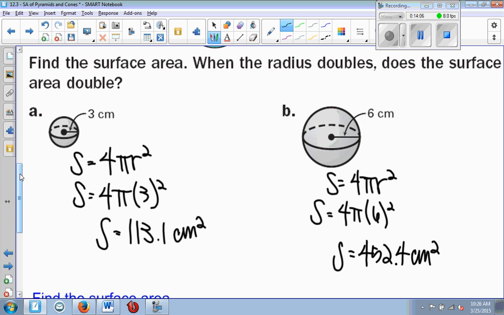So we found both surface areas. Now let's compare. Does doubling the radius double the surface area? The answer to that question is very easily figured out by just dividing the 2 surface areas. 452.4 divided by 113.1, and you get an answer of 4. So the answer is no, it does not double. It actually quadruples the surface area. There is a reason for that, and that's something that we'll talk about at the end of this unit in the very last lesson. It's actually something we've talked a little bit about last semester when we studied similarity.